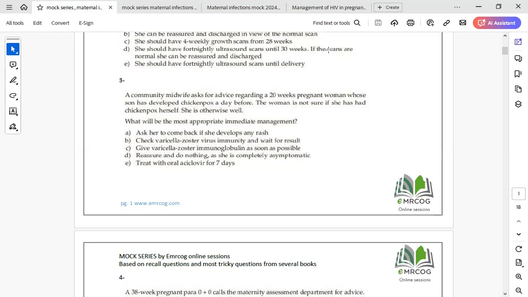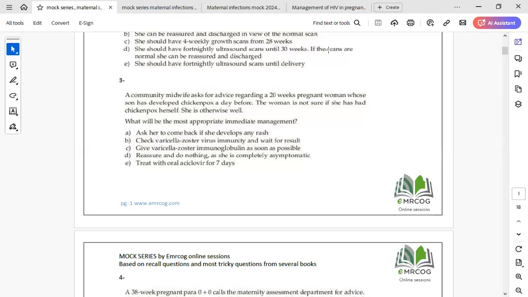Right? Yes, because maybe she's going to be immune. So no immunoglobulins are required. We are not going to fear anything. So the immediate management is to check the immunity for any woman who is asymptomatic and exposed to chickenpox. Right? The next step would be giving her immunoglobulins.